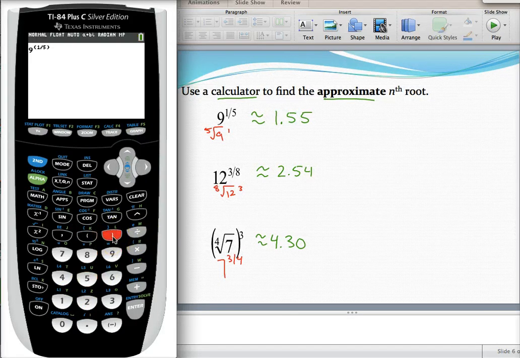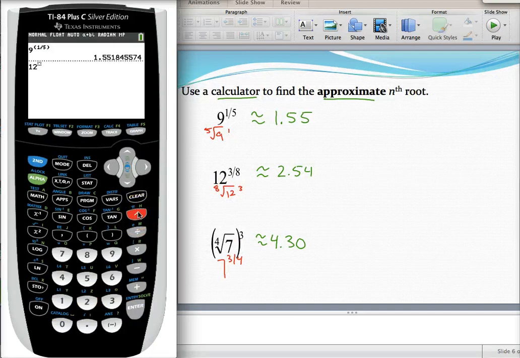You need those parentheses, especially if you have an older calculator that just does the exponent symbol and doesn't put the exponent up top. But once I hit enter, there's my approximate answer, 1.55, if I round to 2 decimal places. So again, for 12 to the 3/8 power, I'm just going to enter in 12.